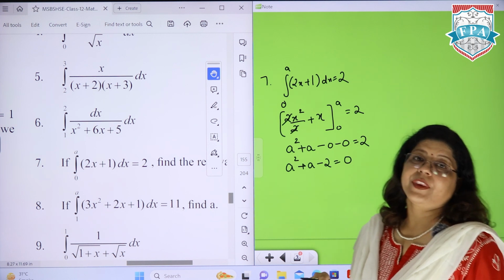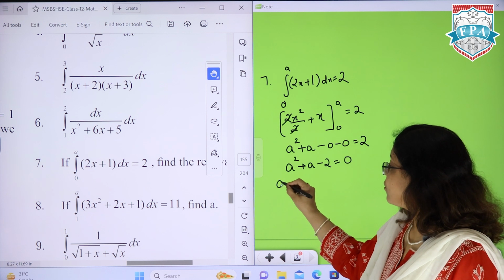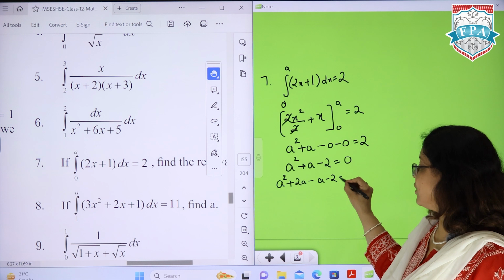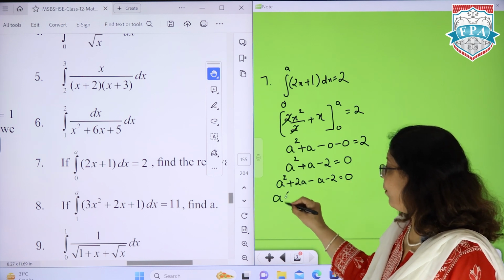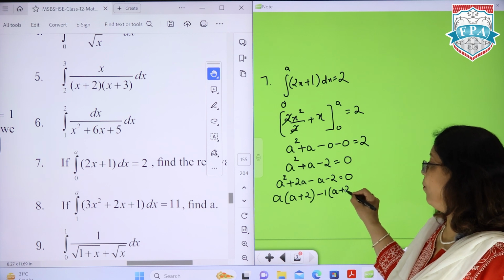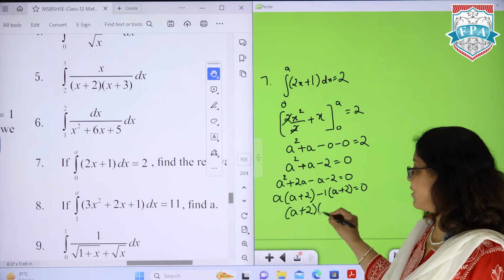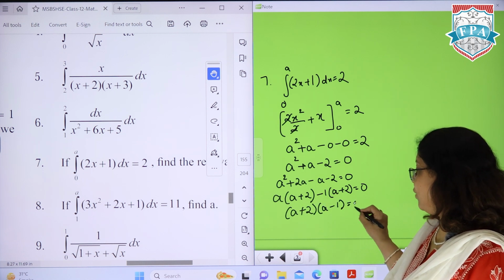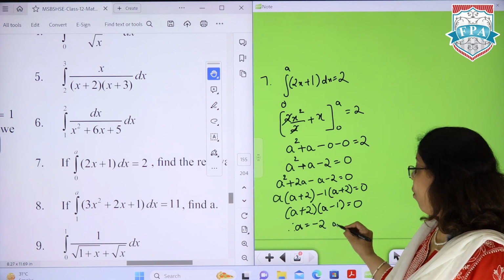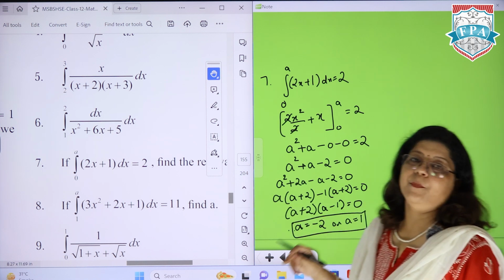quadratic equation. Now in this quadratic equation, we'll be splitting the middle term. So a square plus 2a minus a minus 2 is equal to 0. a common, a plus 2; minus 1 common, a plus 2, and ultimately it comes as (a plus 2)(a minus 1) is 0. Therefore, a can be equal to minus 2 or a can be equal to 1. This one will be your final answer.